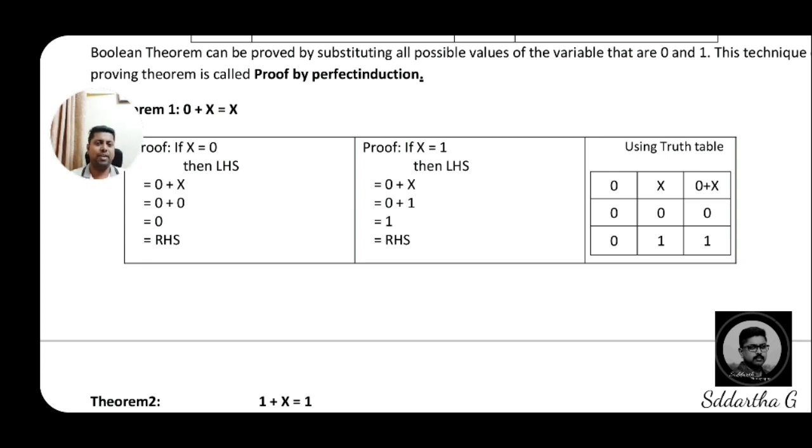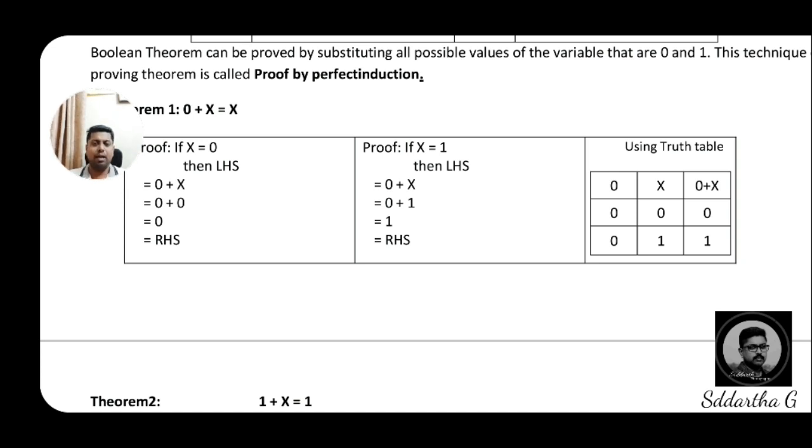Before going to the perfect induction method, let us see the definition. It states that a Boolean theorem can be proved by substituting all possible values of the variables, 0 and 1. Proving a theorem this way is called perfect induction. Perfect induction means considering all possible values, 0 and 1, for any variable to solve the problem. This method is what we call the perfect induction method.